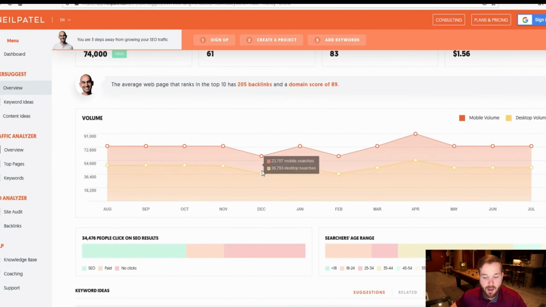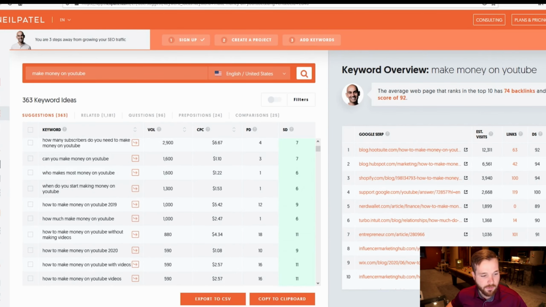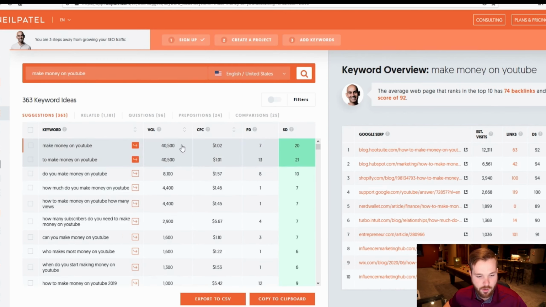So you can get a good idea of the search volume for these keywords. And then they also give you tons of different keyword ideas as well. So if you click on that, you'll see a bunch of different keyword ideas, and you can filter them by CPC or volume as well.